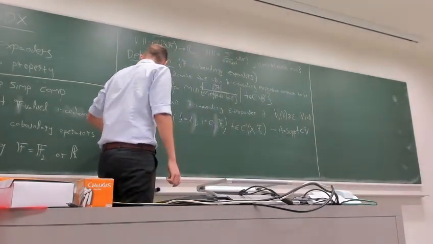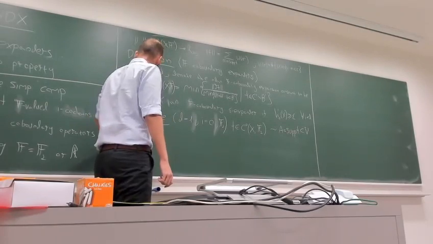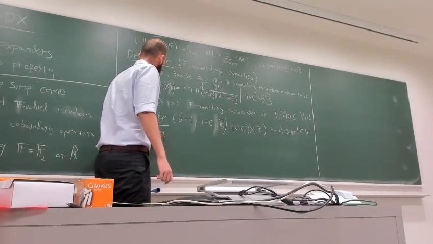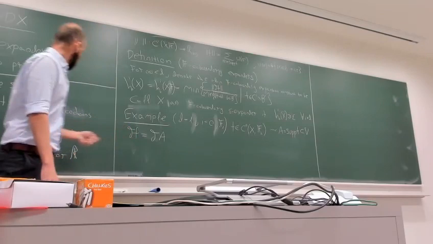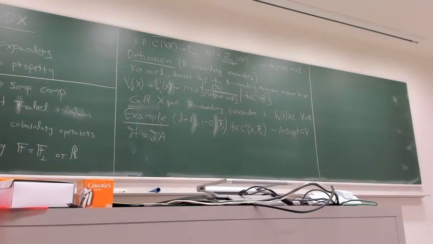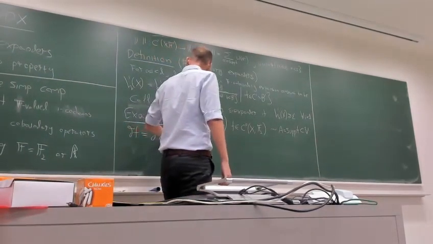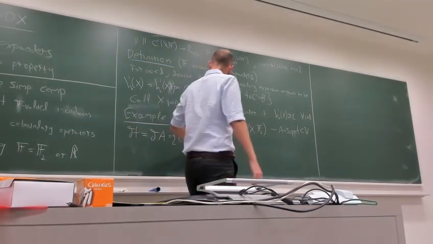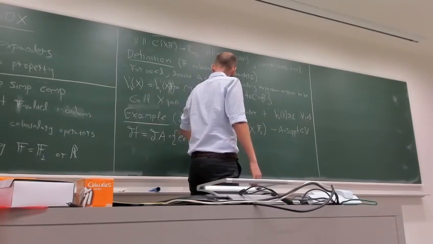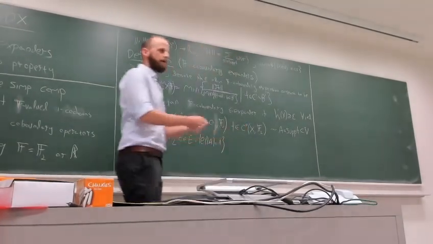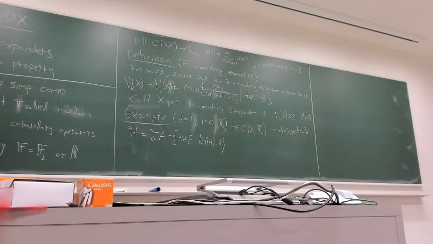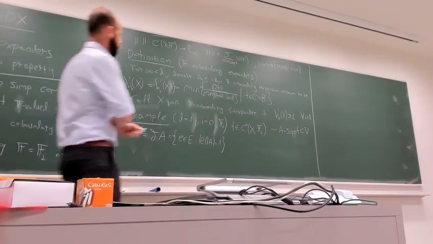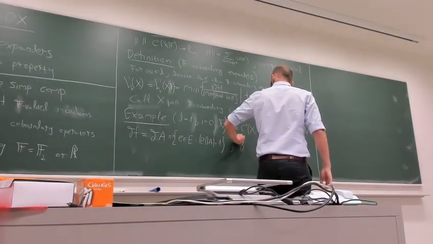I will let you check that the coboundary, using this fancy language of cohomology, is exactly the edges in the graph with one vertex in A. Exactly the edges with one vertex inside A and one vertex outside of A.